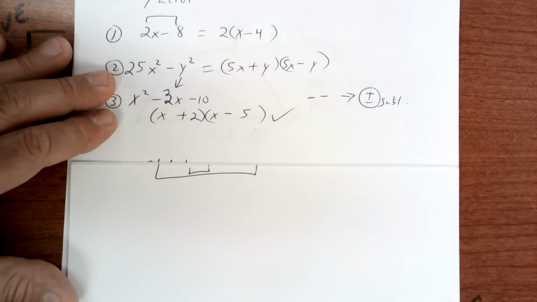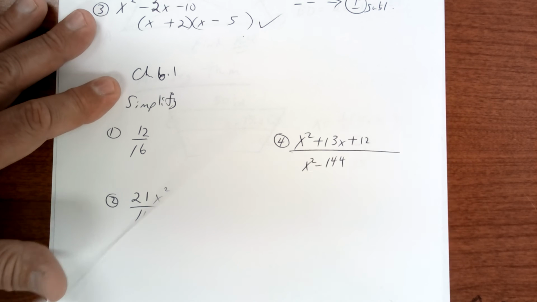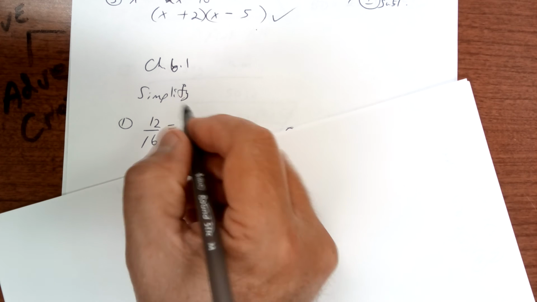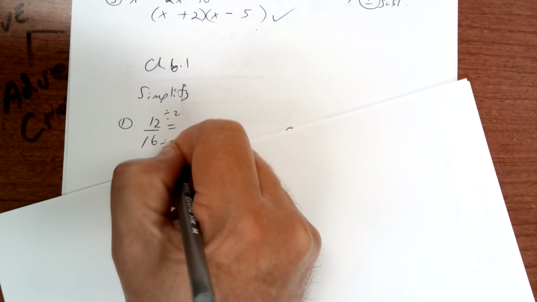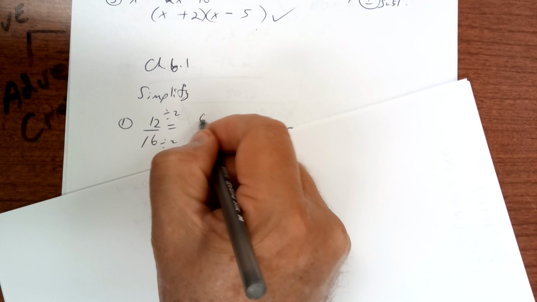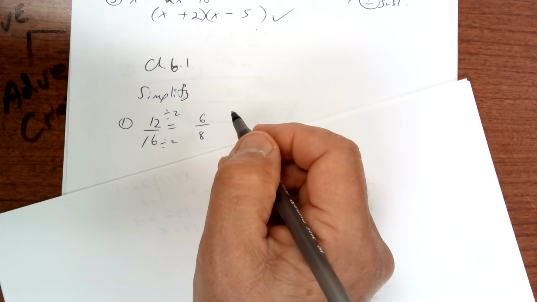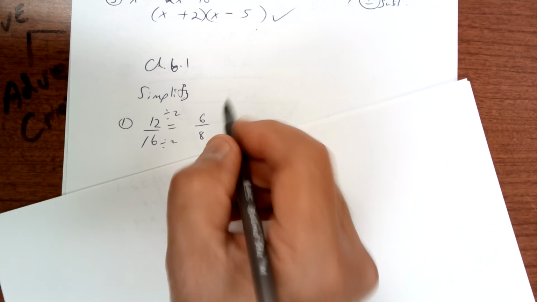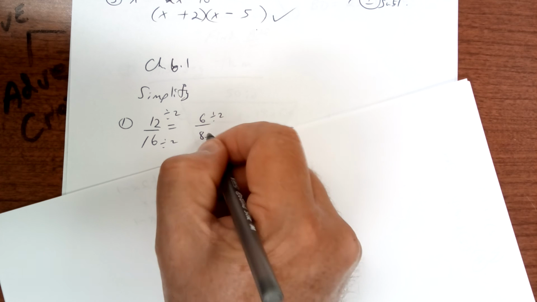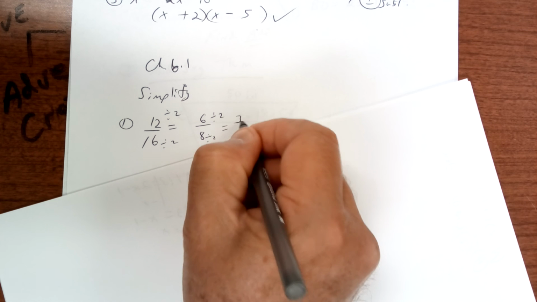All right, today we're going into 6.1. So copy this one right here. Simplify. Simplify just means to reduce. So I think a 2 goes into both of these, so I'm going to divide by 2. And when I divide by 2, I'm going to get 6 over 8. It looks like I could have divided by 4, but I'm going to divide by 2 again and get 3 over 4. And that's your final answer.